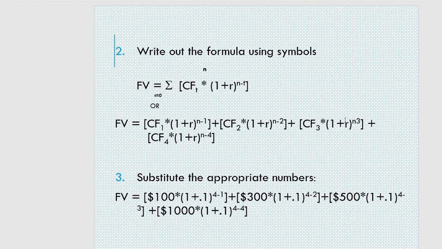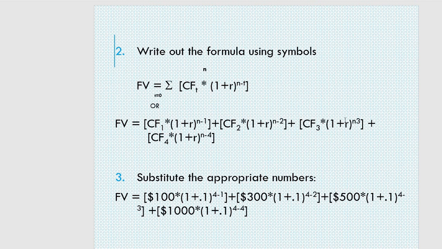That would be the formula. Okay. 100 times 1.1 to the power 4 minus 1. We're pushing it 3 times. 300 multiplied by 1.1 to the power 4 minus 2. And then 1000 multiplied by 1.1 to the power 4 minus 4. Then we press our calculator. We check from our calculator what we get from those figures.